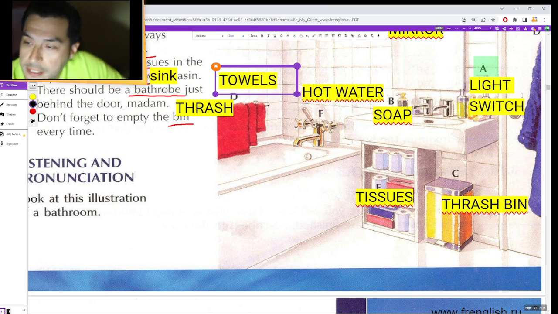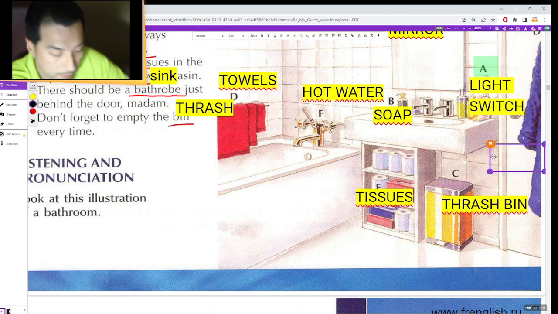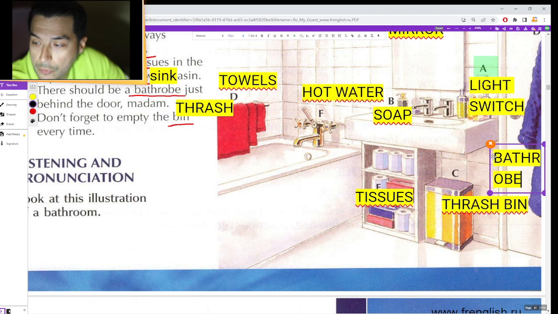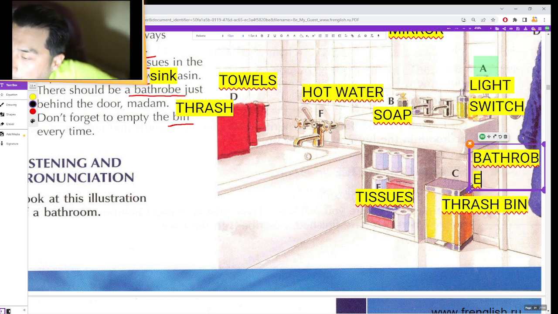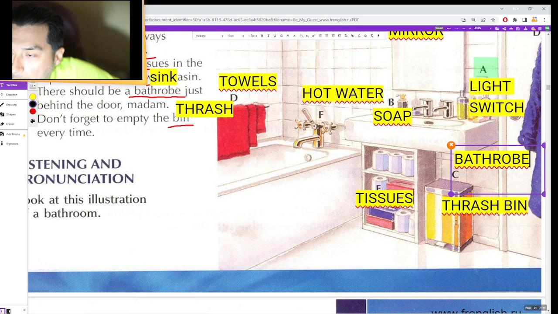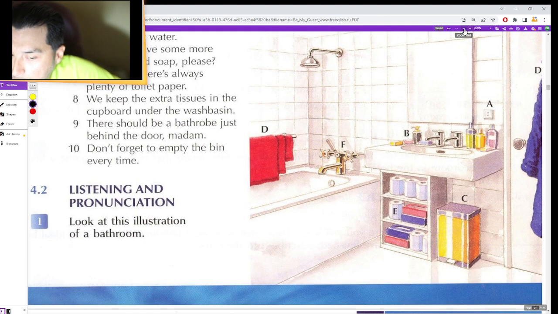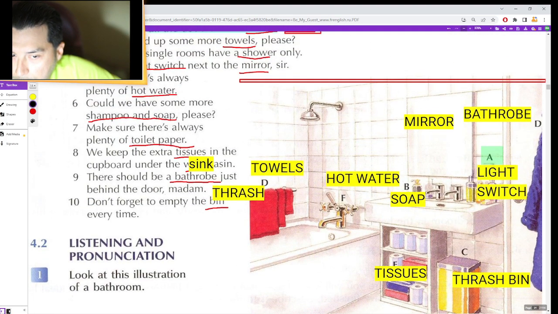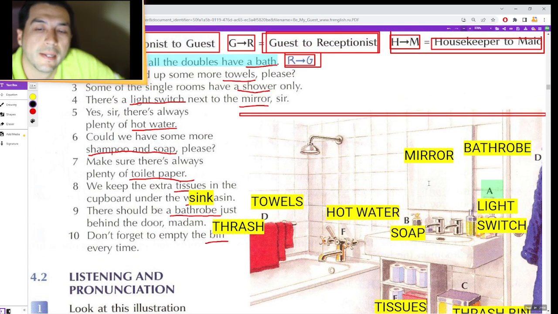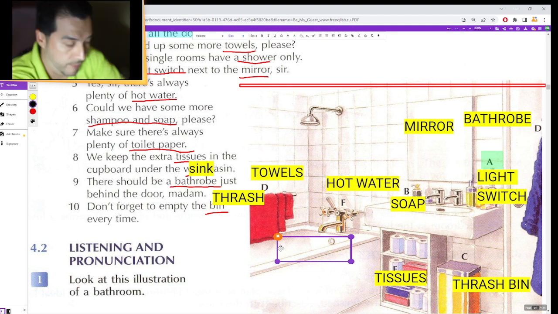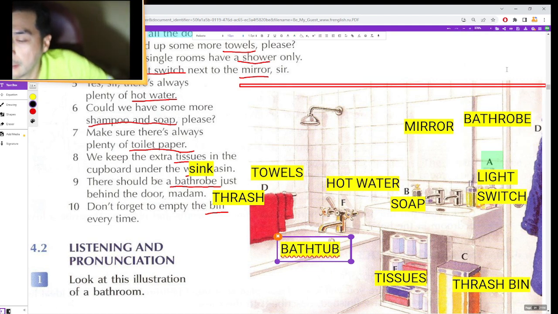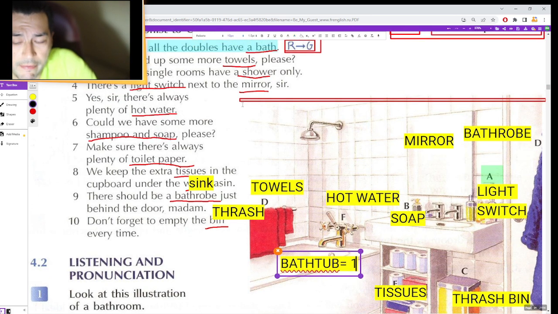We have towels right here, towels. And the bathrobe. Oh, letter D right here, bathrobe. For example, number one: Yes, ma'am, all the doubles have a bath. Oh, and this is the bath, bathtub, right here. So this is number one, bathtub. Yes, ma'am, all the suites have a bathtub.